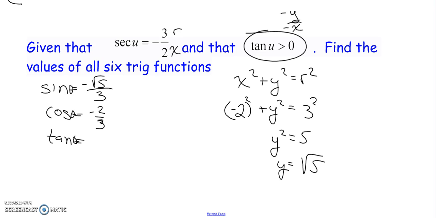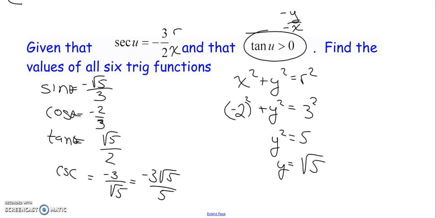So we would have, let's see, negative radical 5 over, did it again. Sorry about that. We would have radical 5 over 2. And then you just have all your reciprocals. So cosecant, negative 3 over radical 5, but we would simplify to negative 3 radical 5 over 5. And then we also need cotangent, which is 2 over radical 5, and then we simplify that, that would be 2 radical 5 over 5. Okay, but that's more of a warm-up problem.